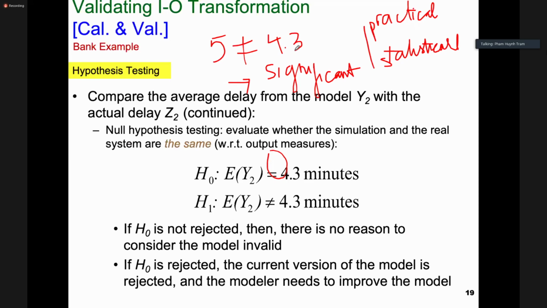Now, but from the practical point of view, if I have to wait for 4.3 minutes and they have to wait for 5 minutes, to me it is the same. All right, so practically these two numbers are not significantly different to me. So we have to distinguish these two differences. One is statistically significant difference, and another one is practically significant difference. Now we go for the first one first, the hypothesis testing, and we look at the statistical difference.